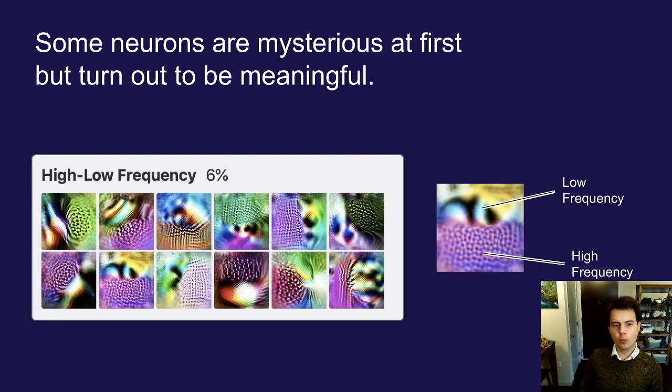But there's also more surprising things. These high-low frequency detectors are, I think, one of the most interesting features we found. They look for low frequency patterns on one side and high frequency patterns on the other side of the receptive field. And they actually play a really important role in detecting boundaries of objects. We'll talk about that more when we get to circuits. But it seems like they play a really important role in detecting the boundaries of objects.